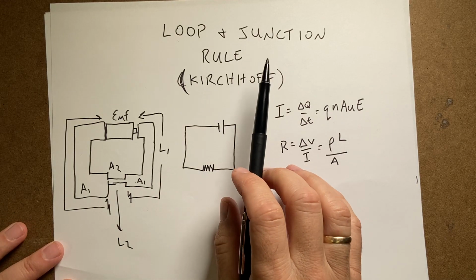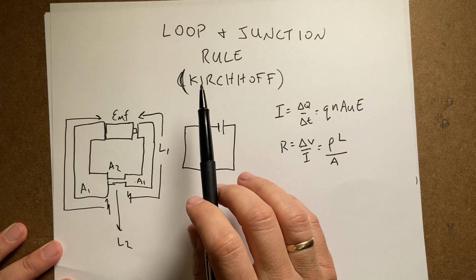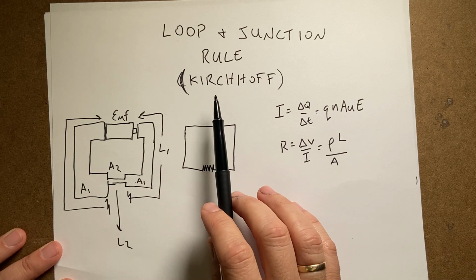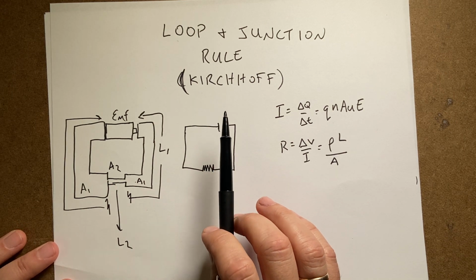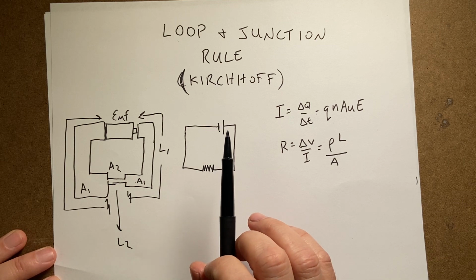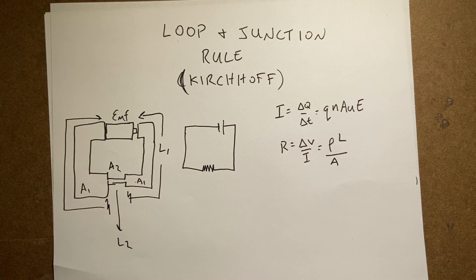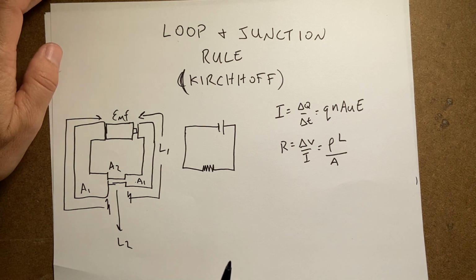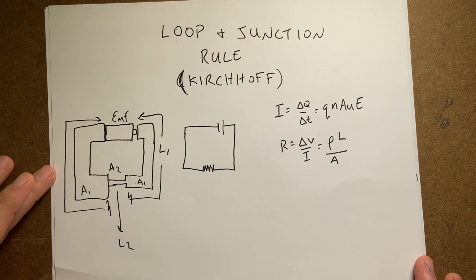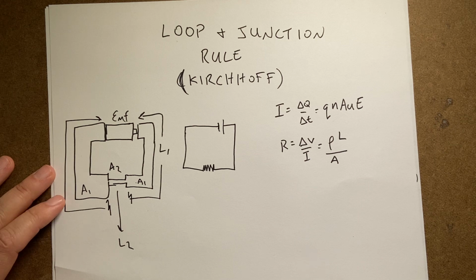The loop and junction rule. Often you'll see these in a book called Kirchhoff's loop rule and Kirchhoff's junction rule, or Kirchhoff's voltage rule and Kirchhoff's current rule, but whatever you want to call it, it's still physics. Okay, so let's talk briefly about the important things we've looked at so far.